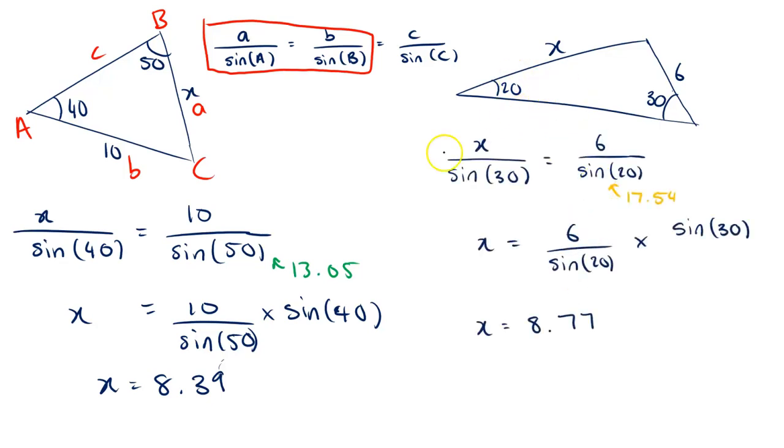No matter how you label up this triangle, you should end up with X over sine 30 on one side of the equation, and then 6 over sine 20 on the other side of the equation. And then you can multiply this by sine 30 to work out a final value for X. And you should have got 8.77. If you didn't quite get that, then feel free to pause the video and have a look through my workings out.